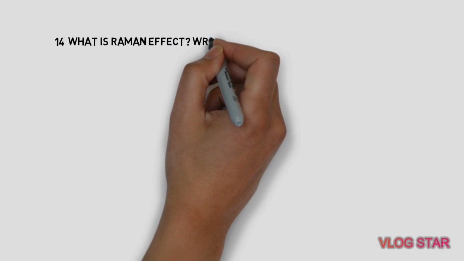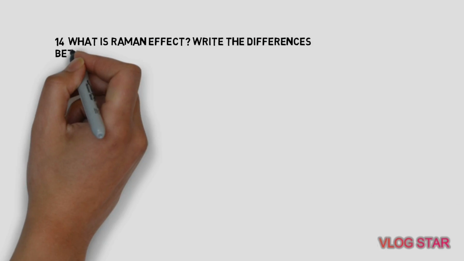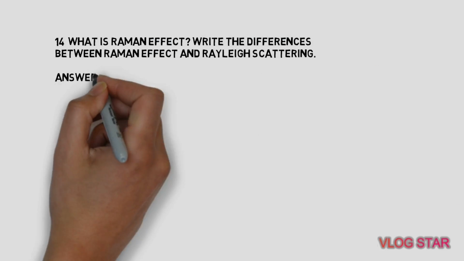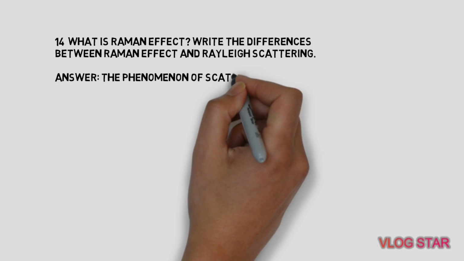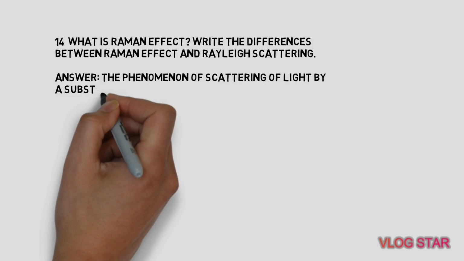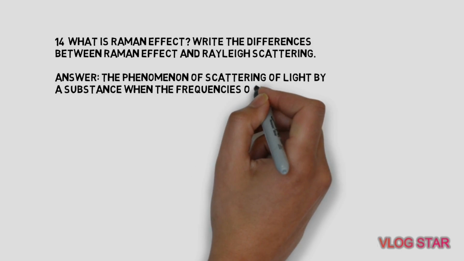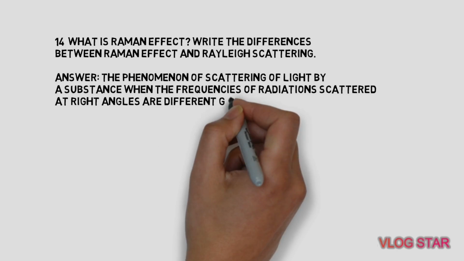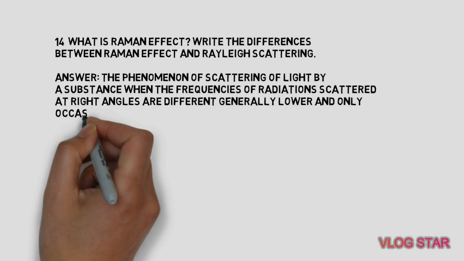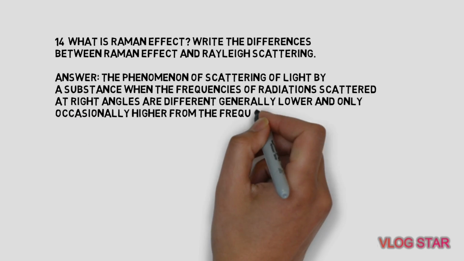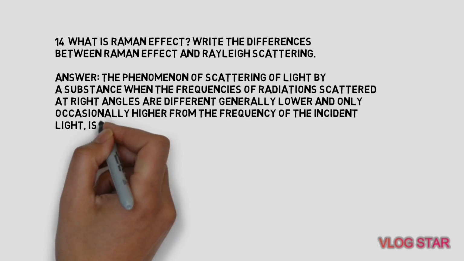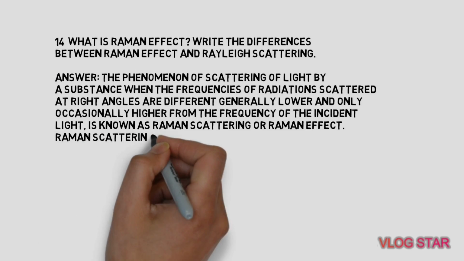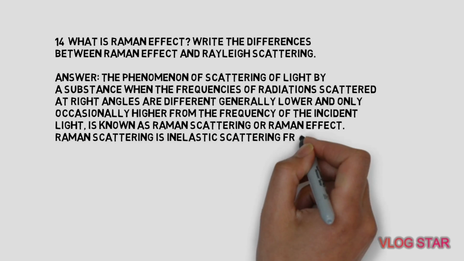14. What is Raman effect? Write the differences between Raman effect and Rayleigh scattering. Answer: The phenomenon of scattering of light by a substance when the frequencies of radiations scattered at right angles are different, generally lower and only occasionally higher, from the frequency of the incident light, is known as Raman scattering or Raman effect. Raman scattering is inelastic scattering from molecules.